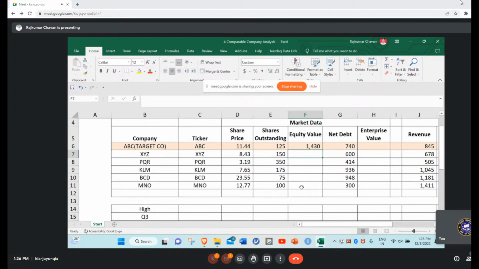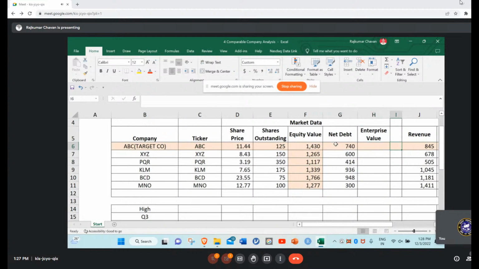Now you tell me, can I calculate the remaining companies' value? How to calculate? Just drag it down. All the companies' values we got, because every company's share price and outstanding shares are there. Multiply, you will get the equity value. This can be a Viva question. How to calculate equity value? Multiply outstanding shares into market price per share.